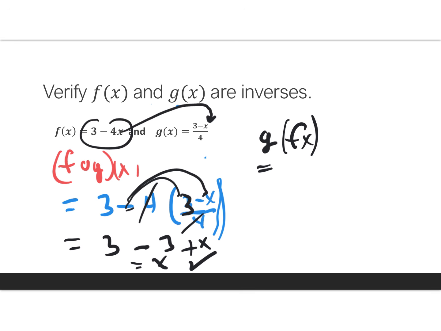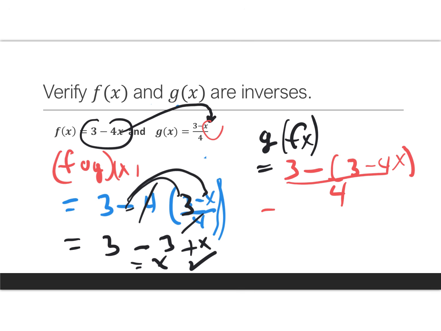3 minus x. x will be 3 minus 4x in parentheses. 3 minus 4x in parentheses. Still all divided by 4. At least that part. 3 minus that, divided by 4.